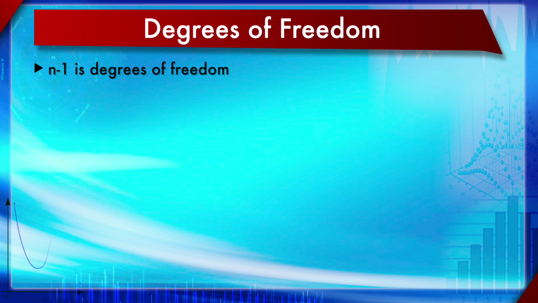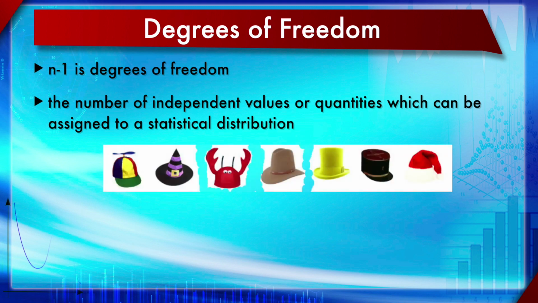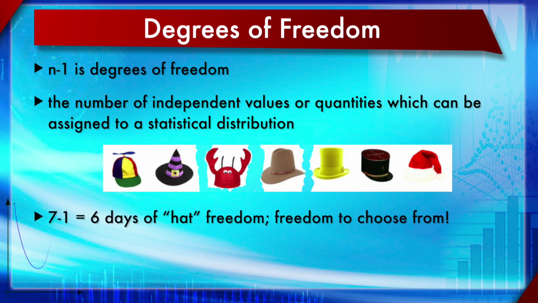The denominator of the sample variance, n minus 1, is also known as the degrees of freedom, which is quite an interesting concept in statistics. The degrees of freedom is the number of independent values or quantities which can be assigned to a statistical distribution. For example, imagine that you have 7 shirts in your wardrobe, 7 different colors. Each day you have to wear a different color.